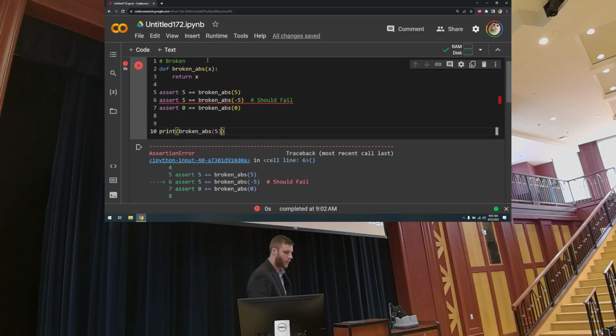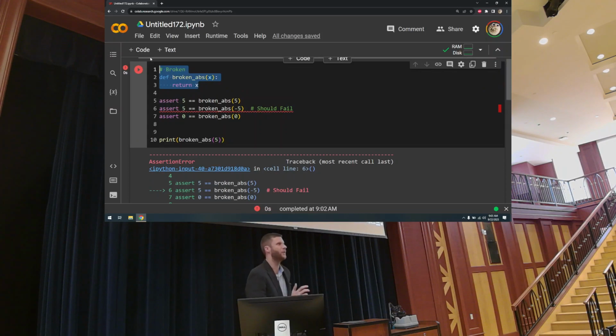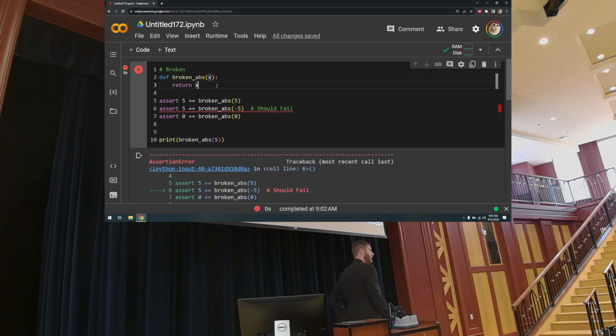So why is this broken? Well, I wrote an absolute value function that is broken, because all it does is just return x. So if I give it a positive number, it gives me a positive number. If I give it a negative number, it's going to give me a negative number. But if this was correct, the three tests below should pass.